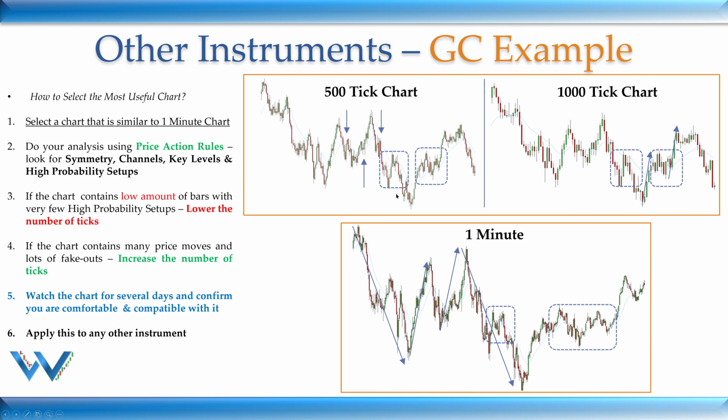If the chart contains a low amount of bars with very few high probability setups, I will lower the number of ticks. On the other hand, if the chart contains many price moves and a lot of fake outs, I will increase the number of ticks. So the 500 chart looks optimal for the GC example.